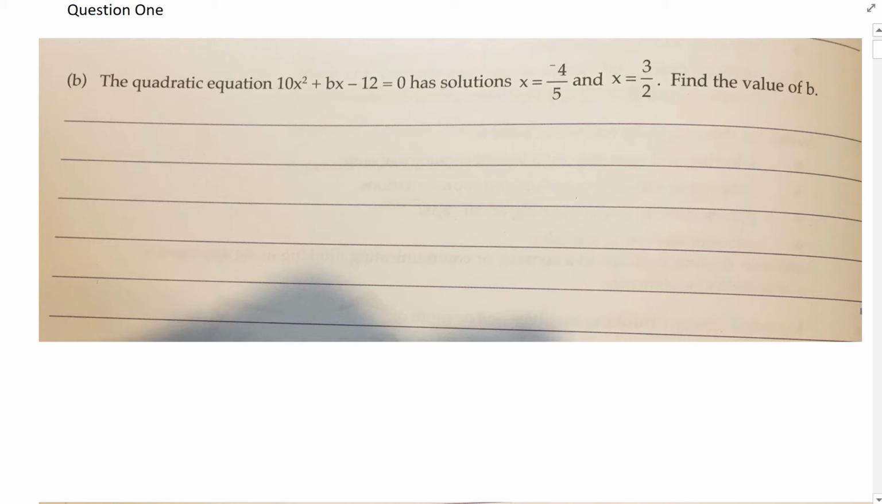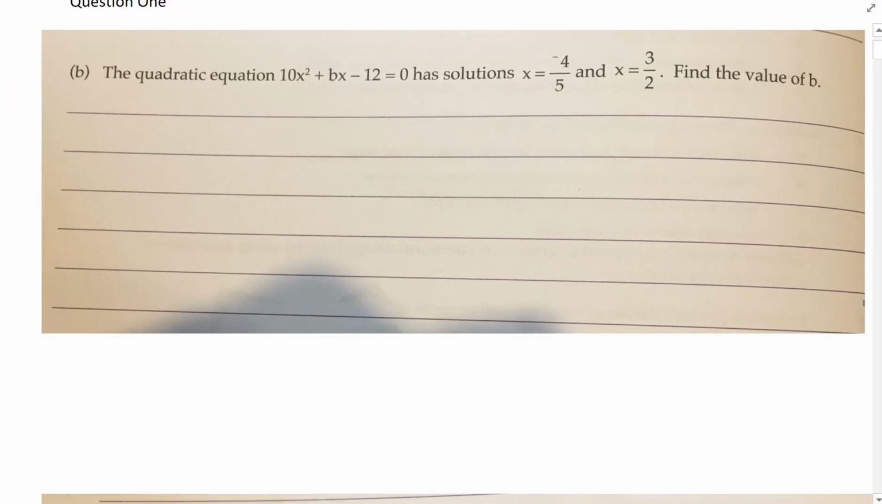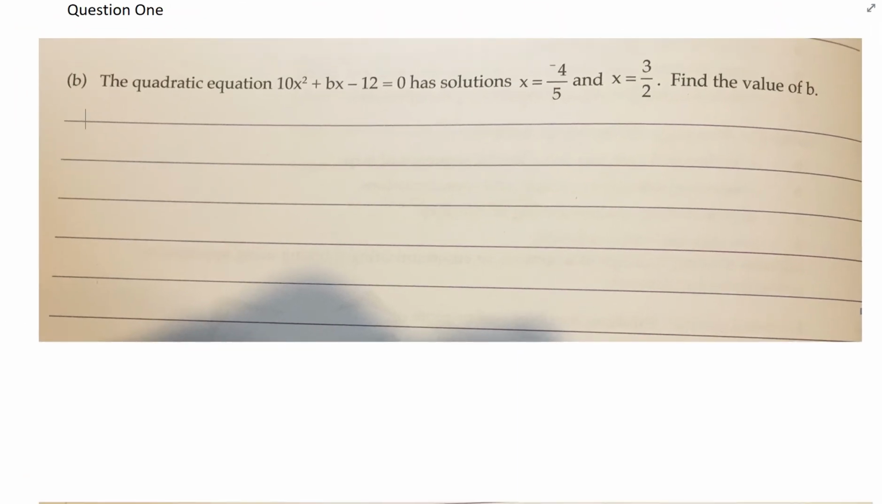So this is the D&D revision book for level 2 algebra, and this is the first of the practice exams in that book. This is question 1b. The quadratic equation 10x squared plus bx minus 12 equals 0 has solutions, and we're told the two solutions, and we're asked to find the value of b.